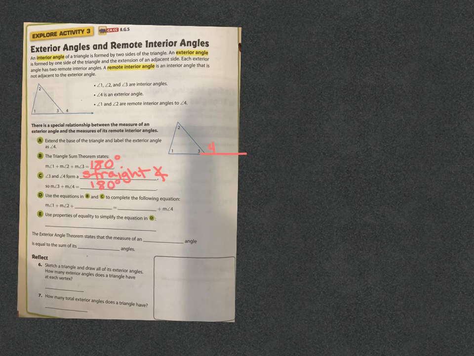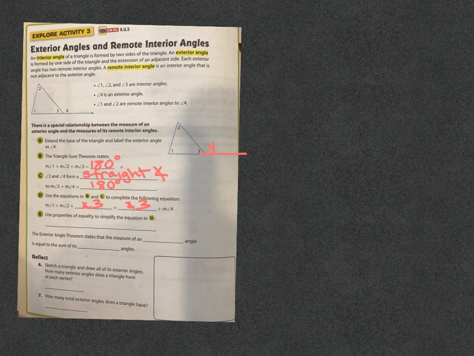Okay, so we can use the equations in B and C to complete the following equation. Measure of angle 1 plus 2 plus 3 is going to equal the measure of angle 3 plus the measure of angle 4, right? Because we had just said this equals 180 degrees and this equals 180 degrees, so we're just putting those together.